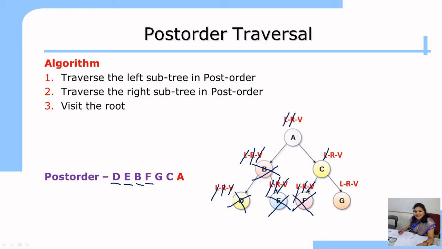Again your control comes to the C. Second step is what? Go to the right side. So your control comes at this stage to the G node. Again first step is go to the left, there is nothing. Go to the right, there is nothing, and visit the vertex. So you print out the G. G is over. Again you come to the C. Only one step is remaining, what? Visit the vertex. So you write down the C here.